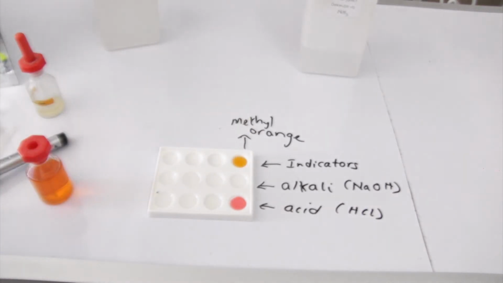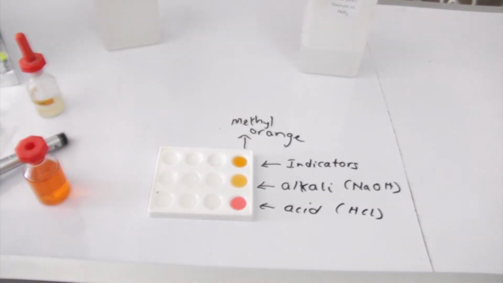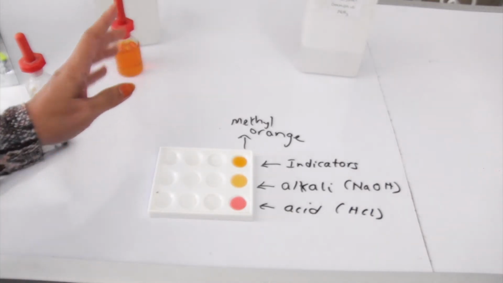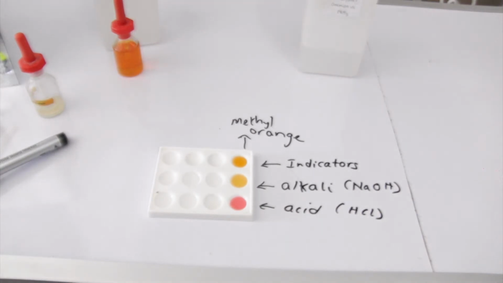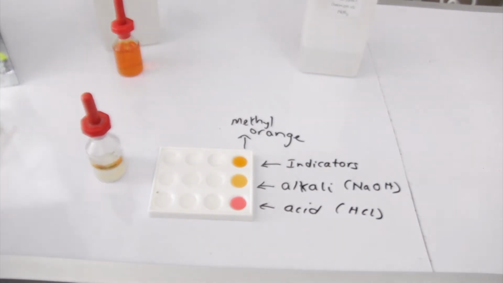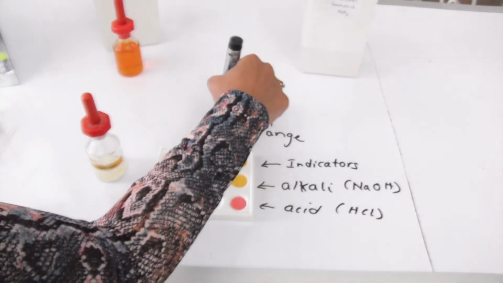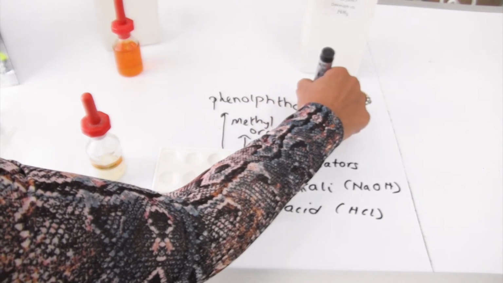So we say that the indicator turns pink when added to acid, and when the methyl orange is added to alkali, it gives a yellow color. So orange indicator turns pink in acid and yellow in alkali. The second one we're going to use is called phenolphthalein. Slightly hard to write down. It's written like this: phenolphthalein.